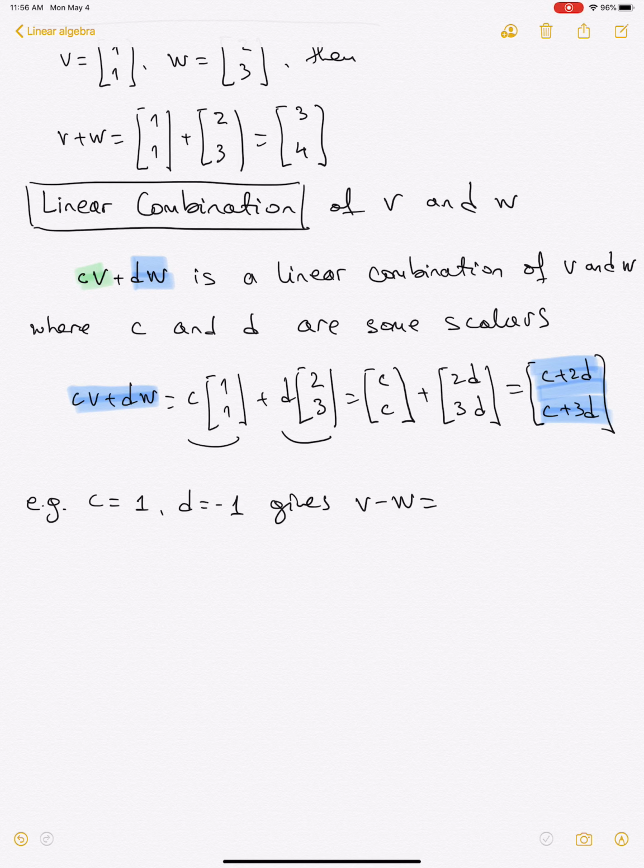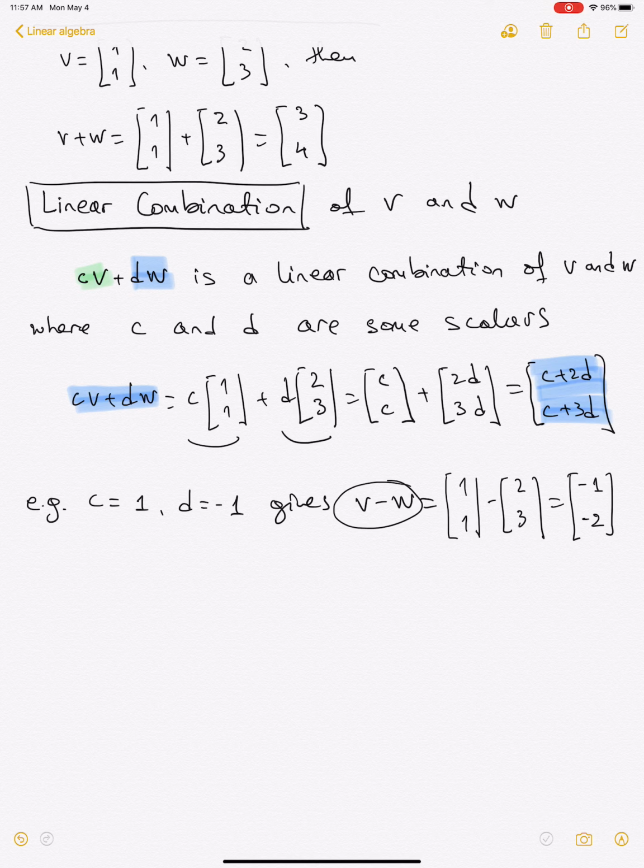So we see that subtraction is in fact covered by linear combinations. I don't have to define it in a special way. I don't have to say we have addition and we have subtraction. Subtraction actually comes from addition and scalar multiplication. So we would have 1, 1 minus 2, 3, and we know that this needs to be carried out component-wise. So we would have -1, -2. So we see that subtraction is in fact a linear combination.